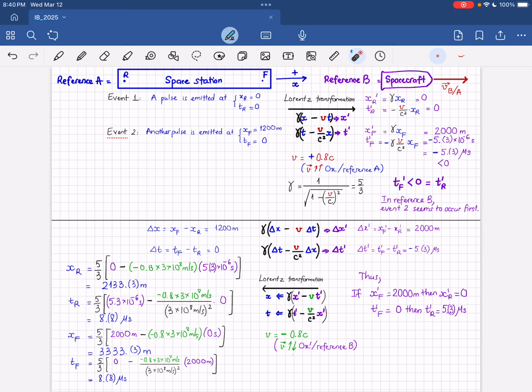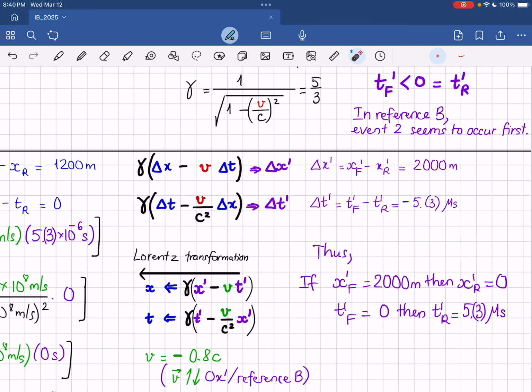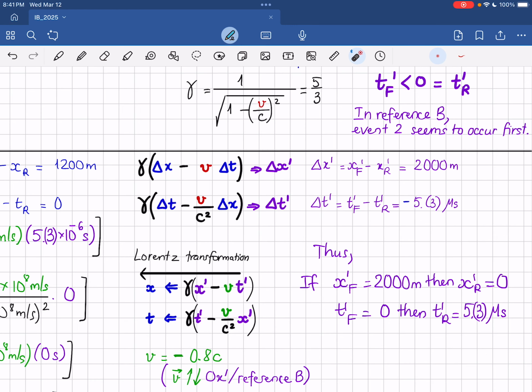Because what matters the most in all these kinds of transformation is just the gap, right? As we always have the gap for the distance, based on what the people on the spacecraft see, it's like 2,000 meters, and the time is like 5.3 microseconds, then it should be fine, right? Okay, so instead of having TF as negative, I will set TF as 0, because it occurs first, before they can see the signal from the R point. So then R point now will be plus 5.3 microseconds.